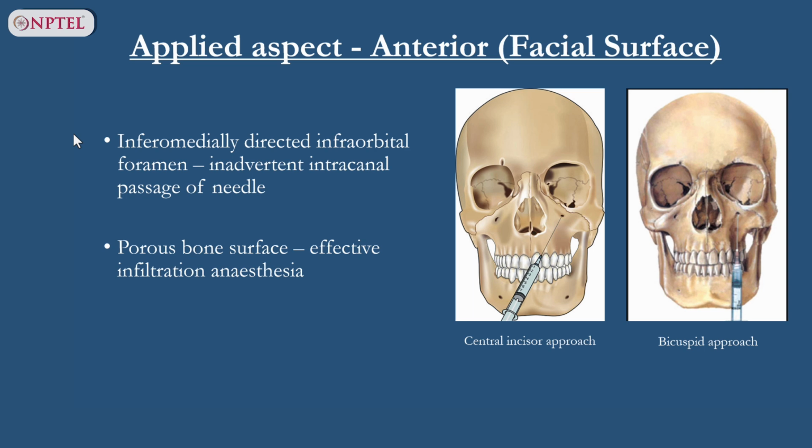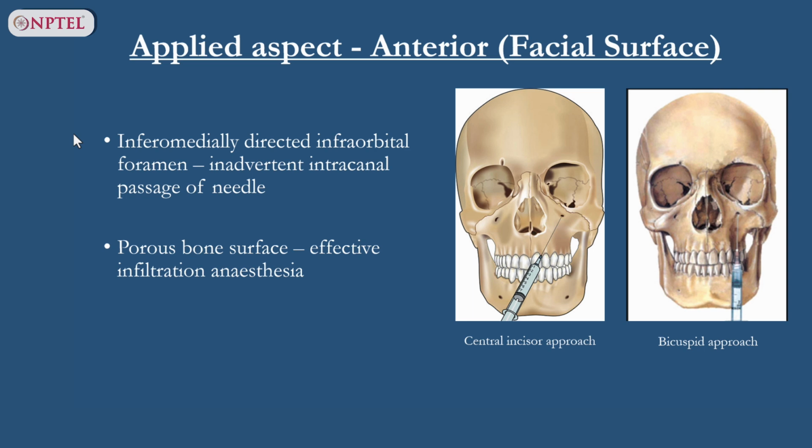The infraorbital foramen opens inferomedially, and in certain individuals where this foramen and canal are large enough, this can lead to inadvertent intracanal passage of the needle, especially with the central incisor approach while giving the infraorbital nerve block. This can be avoided by following the bicuspid approach, as the needle tip would hit the roof of the infraorbital foramen and it won't go inside the foramen.